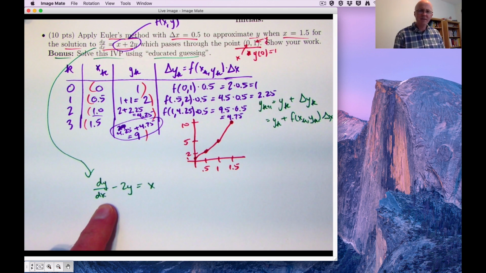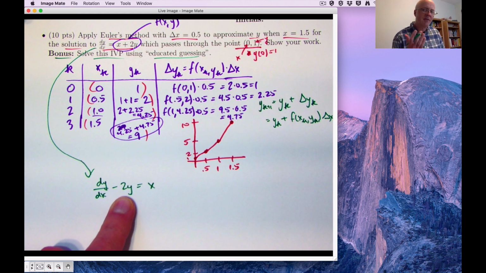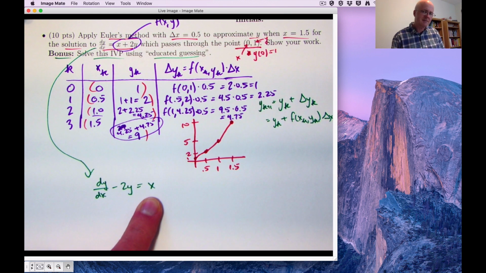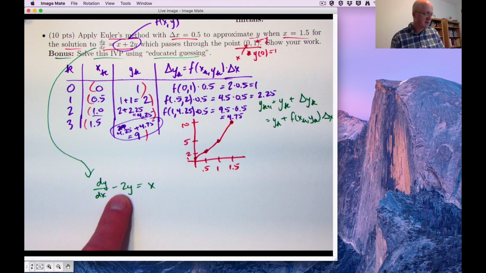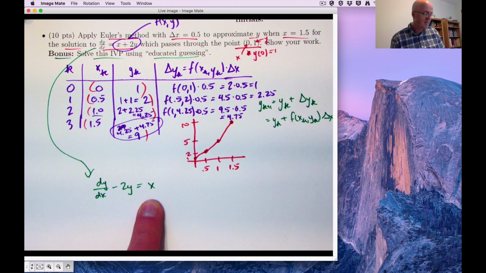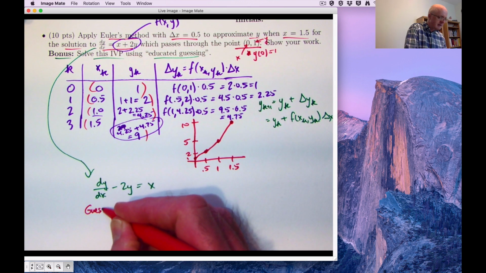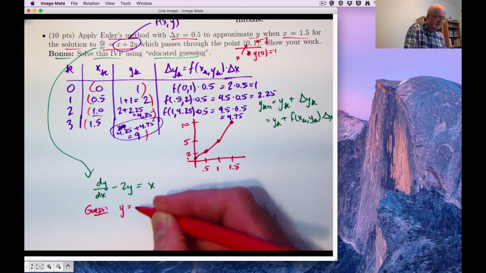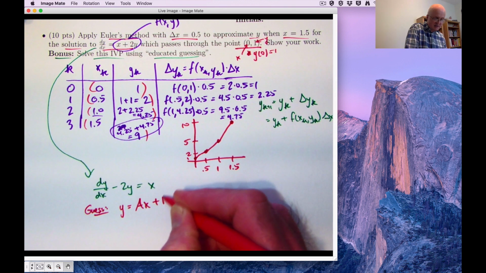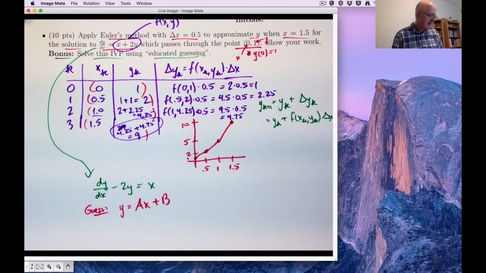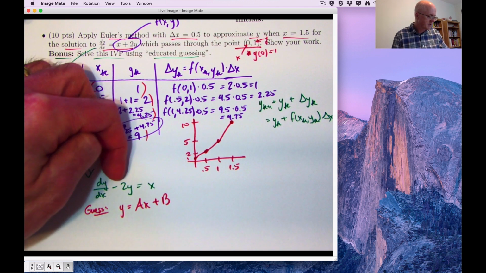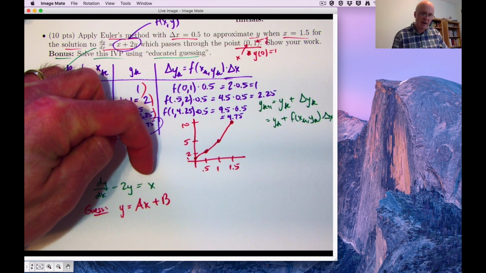What function, y is a function of x, would have a derivative minus 2 times the function always equal to x? What function of x has the property that its derivative minus 2 times the function always equals x? Well, you think about that a little bit, and you might guess y is, say, some linear function, ax plus b, is likely to be a kind of function whose derivative minus 2 times itself equals x for all x.